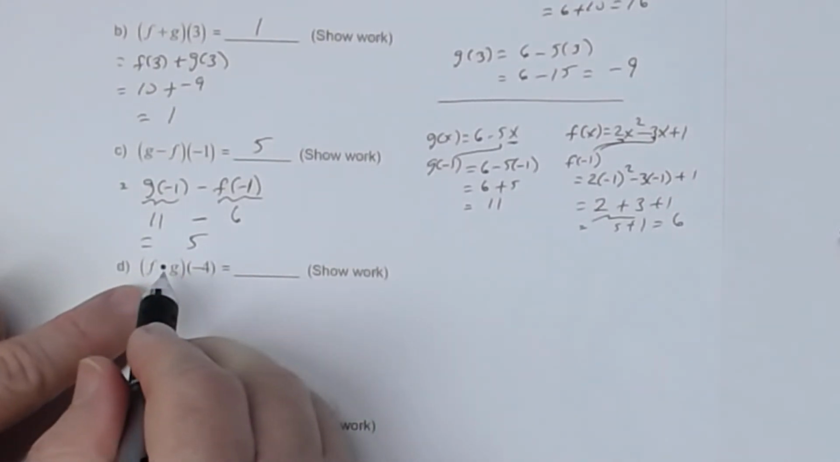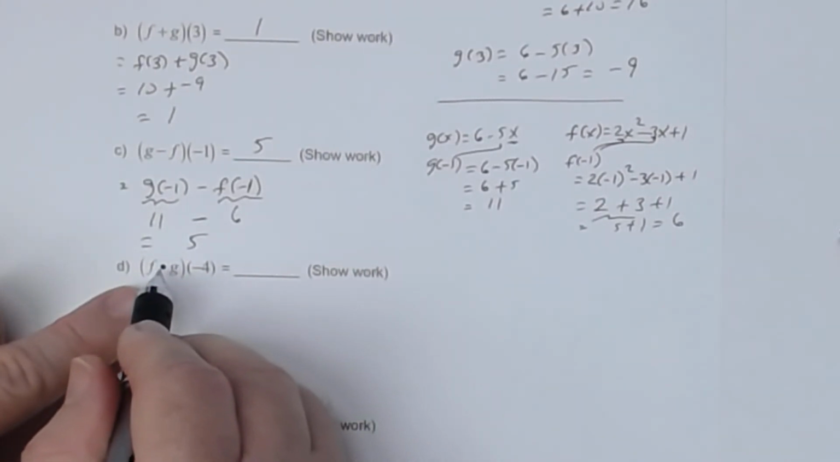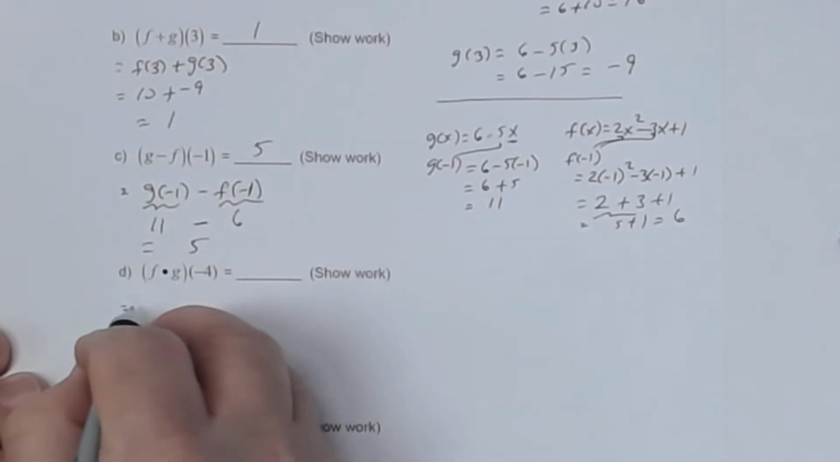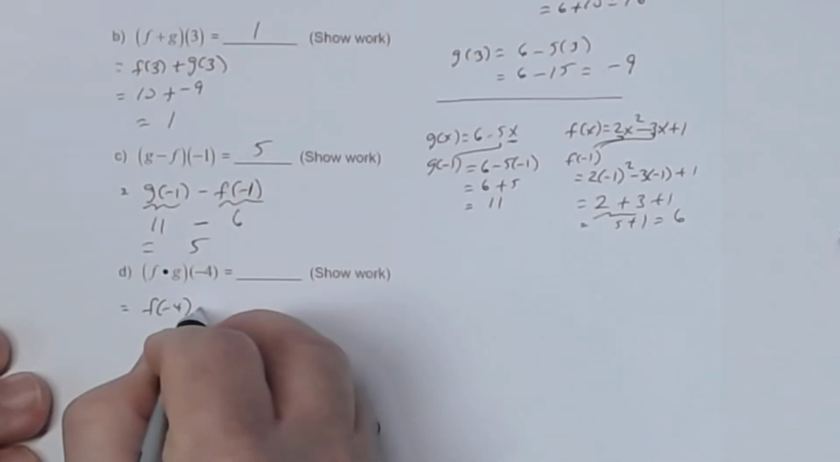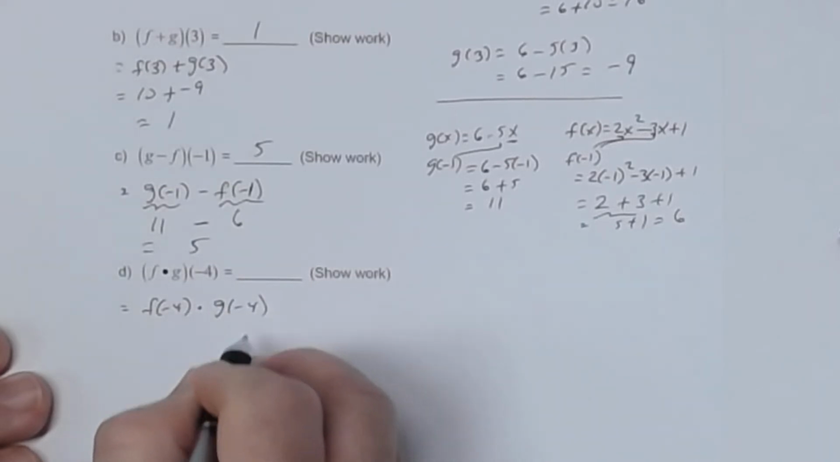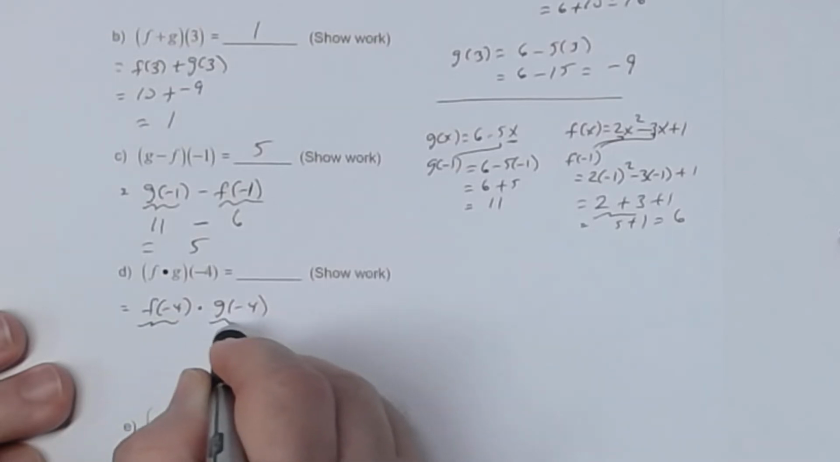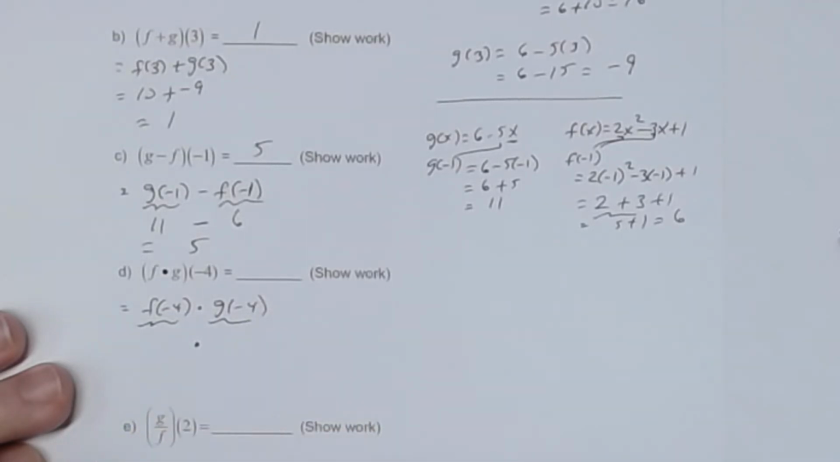Now remember, this closed circle right here means multiplication. That's the operation, multiplication. So f times g at negative 4 means f of negative 4 times g of negative 4. And so I'll find each of those, so do them in steps. Once you find both, then you're going to multiply them.